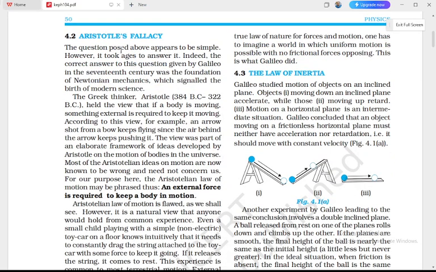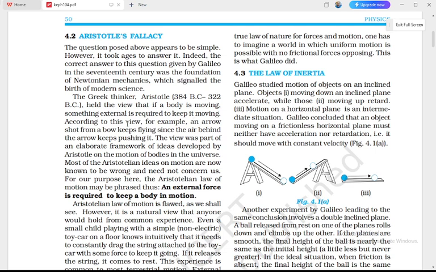The question posed above appears to be simple. However, it took ages to answer it. Indeed, the correct answer to this question given by Galileo in the 17th century was the foundation of Newtonian mechanics, which signaled the birth of modern science. The Greek thinker Aristotle, 384 BC to 322 BC, held the view that if a body is moving, something external is required to keep it moving.